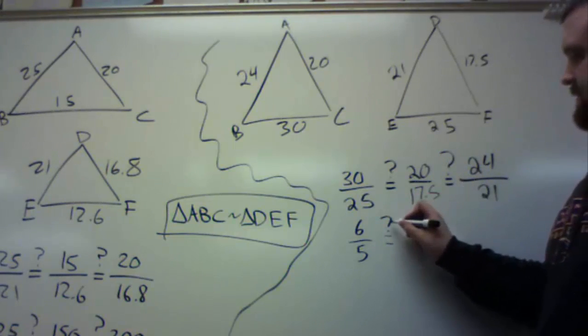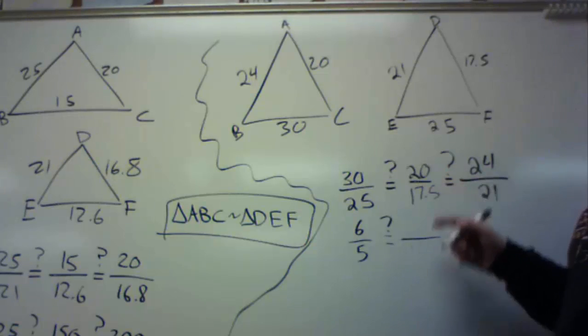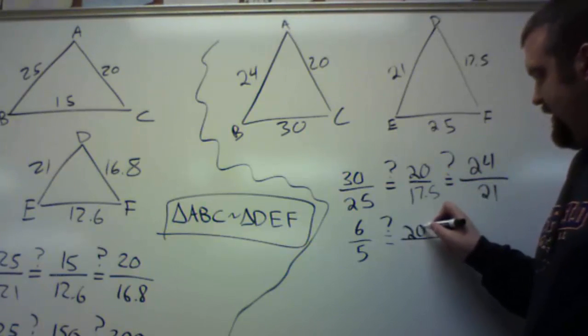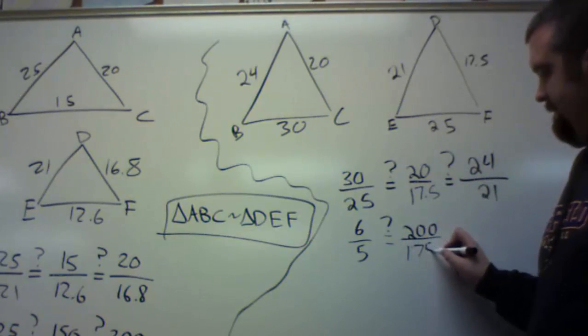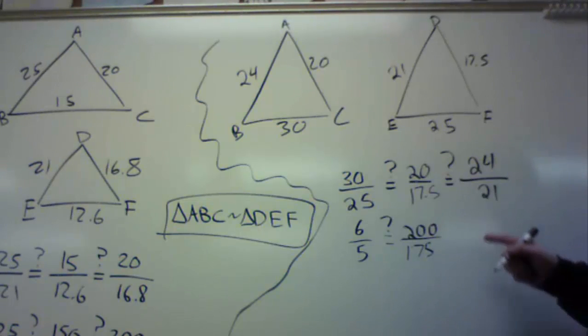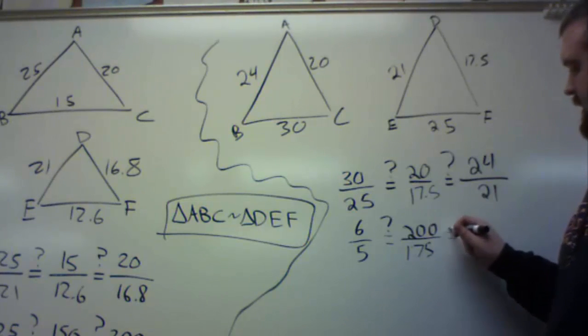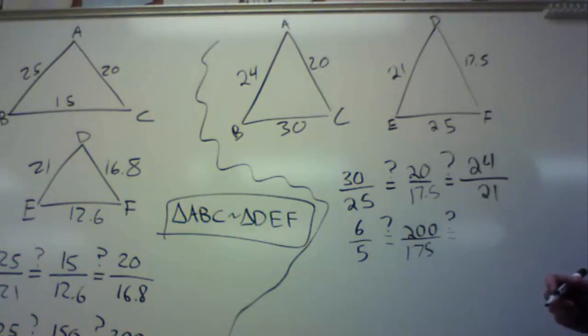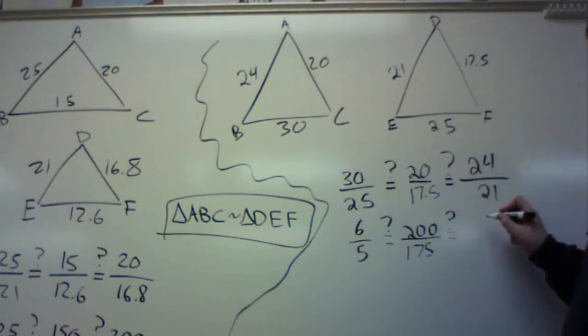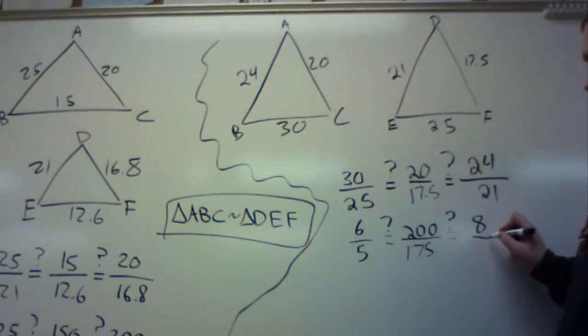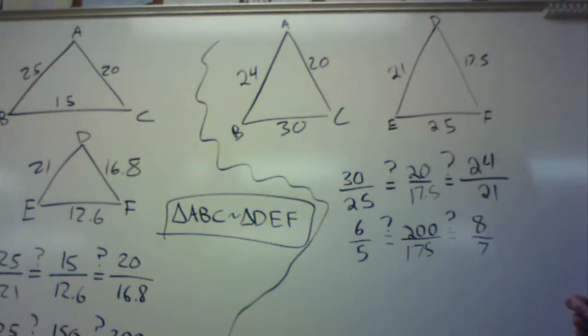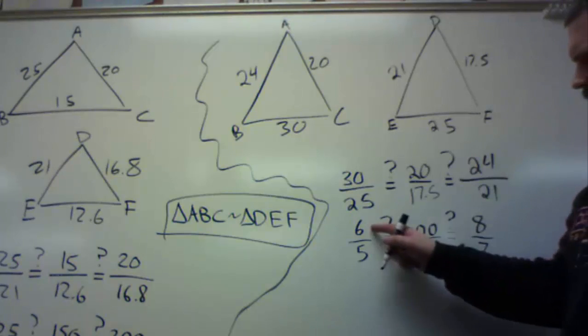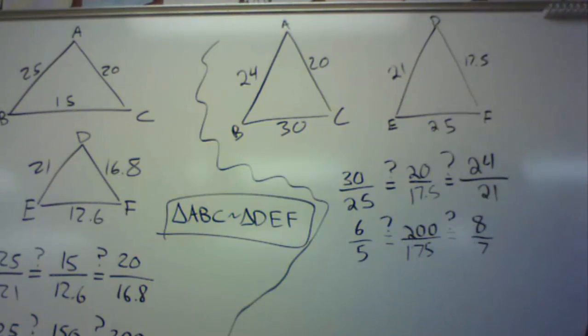This one is a decimal, so let's multiply the top and bottom by 10. So I get 200 to 175. And this one here, let's see, I believe 3 goes into both of them. So this one becomes 8 to 7. Wait a second. 6/5, 8/7. I think that's 2 different numbers.